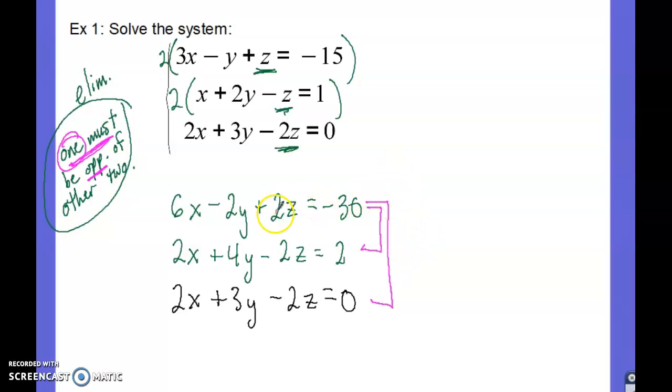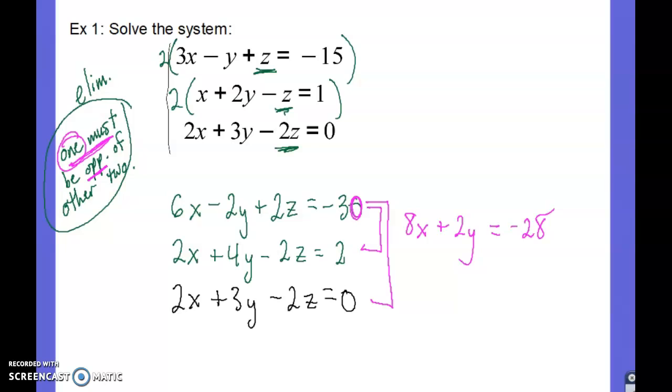And maybe I'll color code this. So by combining the 2z with this 2z, you'll get 0z. And that's why you don't want to do the 2 that are the same, because negative 2z plus negative 2z is negative 4z. But they don't cancel. That's the whole point. So in the top 2 equations, I get 8x plus 2y. I hope you see where I'm going. 6 plus 2 is 8. Negative 2 plus 4 is 2. The z's cancel. That's a 0, by the way. Negative 30 plus 2 is negative 28.